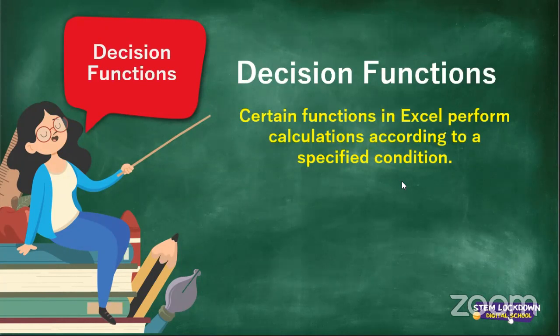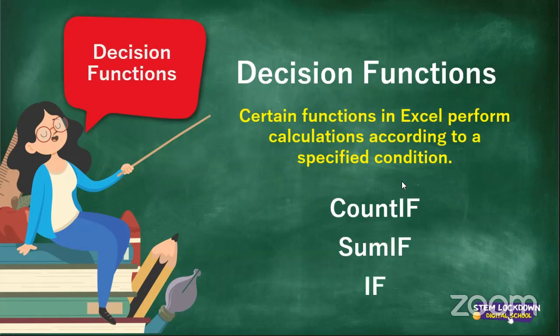Certain functions in Excel perform calculations according to a condition. So what you would have is a specific criteria or condition in Excel. These functions, the COUNTIF, the SUMIF, and the IF, will give you an answer or feedback based on the criteria or condition that you would have set. So that's why we loosely translate them to decision functions, because they make a decision for you based on what information you would have fed in the function. All right. So we're just going to start off right away with the COUNTIF.